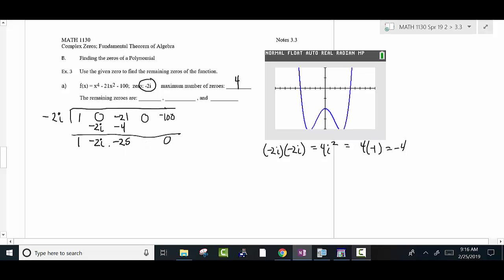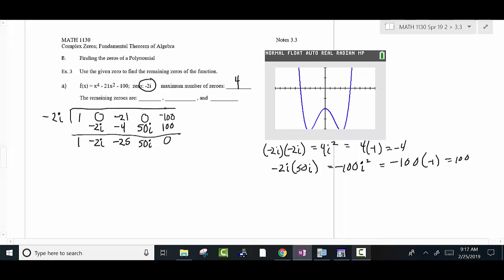Multiply, negative 2 times negative 25 is 50i, and it's positive. Add the column, that's 50i. Okay, and then again, what you're doing on this is you're doing negative 2i times 50i, which is negative 100i squared. So what is that? That's positive 100. Okay? Again, you can do all that in your head if you want to. So anyway, we got a remainder of 0. That's what we expected to happen. Okay? All right, so we got that, and you have to start the problem that way.